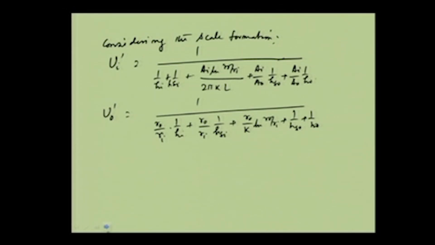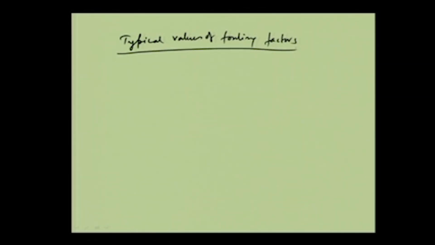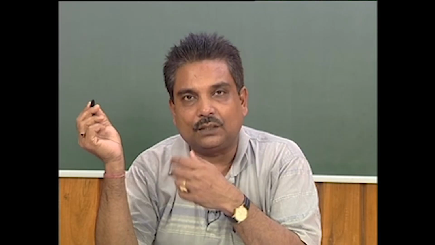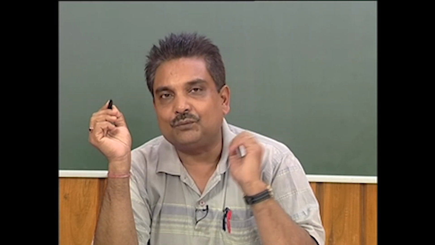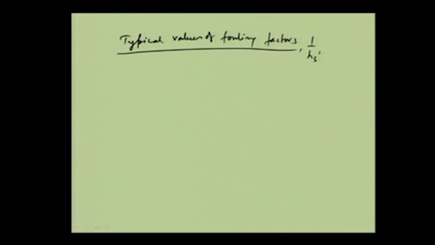Now, some typical values of these fouling factors. So, this 1 by Hs, rather fouling factors, which is nothing but 1 by Hs, it can be Hsi for the inside case and HSO for the outside case, and this fouling factor is actually dependent upon the type of fluid that is being used, and its unit is meter square Kelvin per watt.